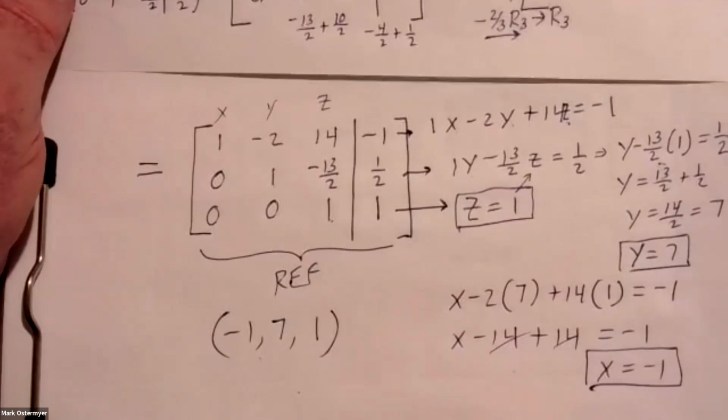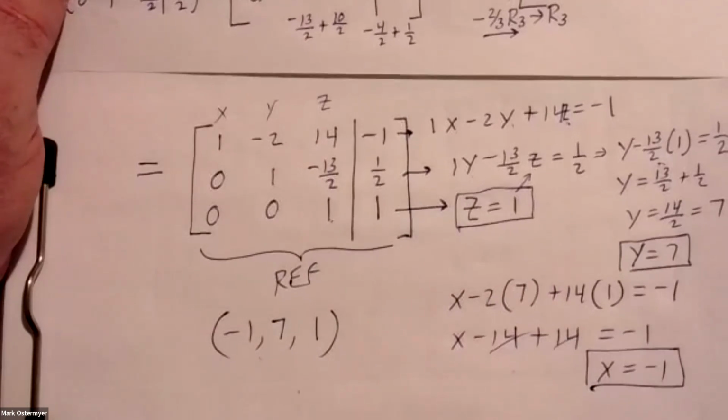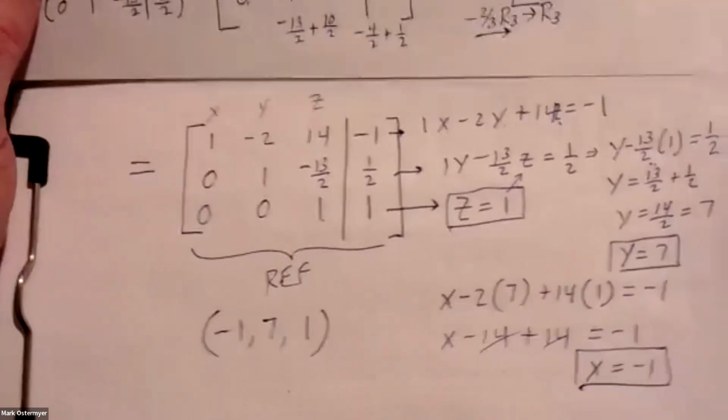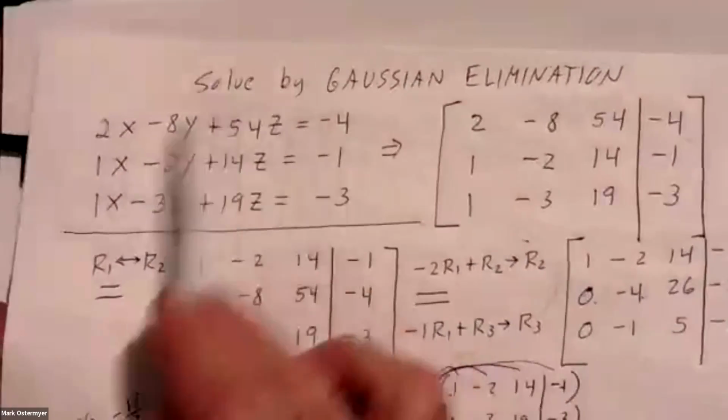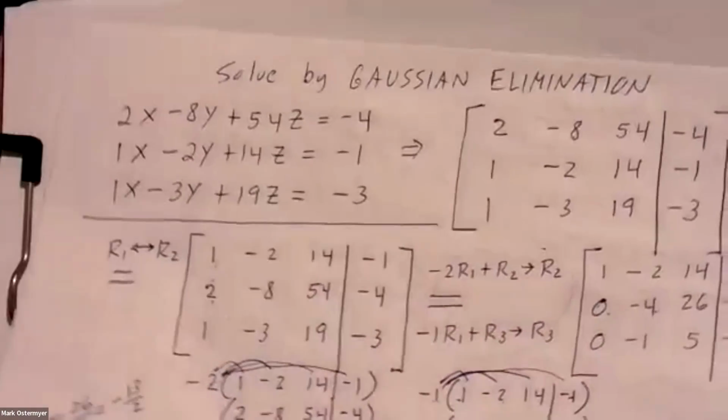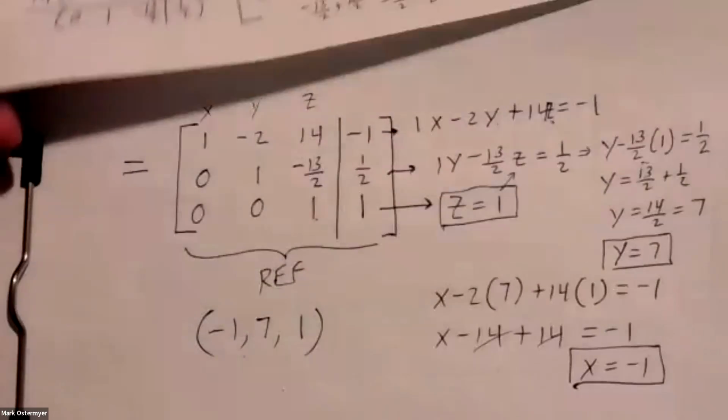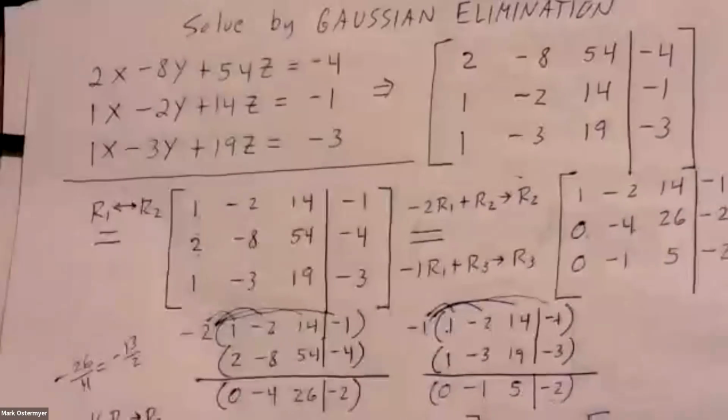Ladies and gentlemen, that is your ordered triple solution to this system of 3 linear equations and 3 unknowns. Okay, that's called Gaussian elimination to get there. All right, you can see it's quite a procedure.